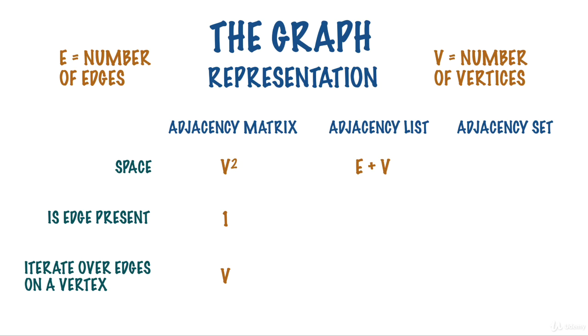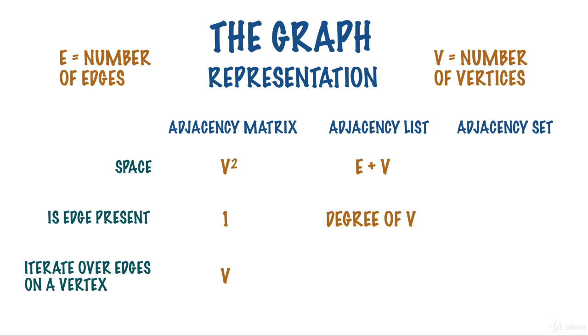Let's see how an adjacency list performs. The space requirement for an adjacency list representation is E plus V. This is because every vertex is a node, so that accounts for the V space, and every edge is represented by another vertex in the adjacency list of the vertex that it's connected to. This means the space requirement for an adjacency list is E plus V.